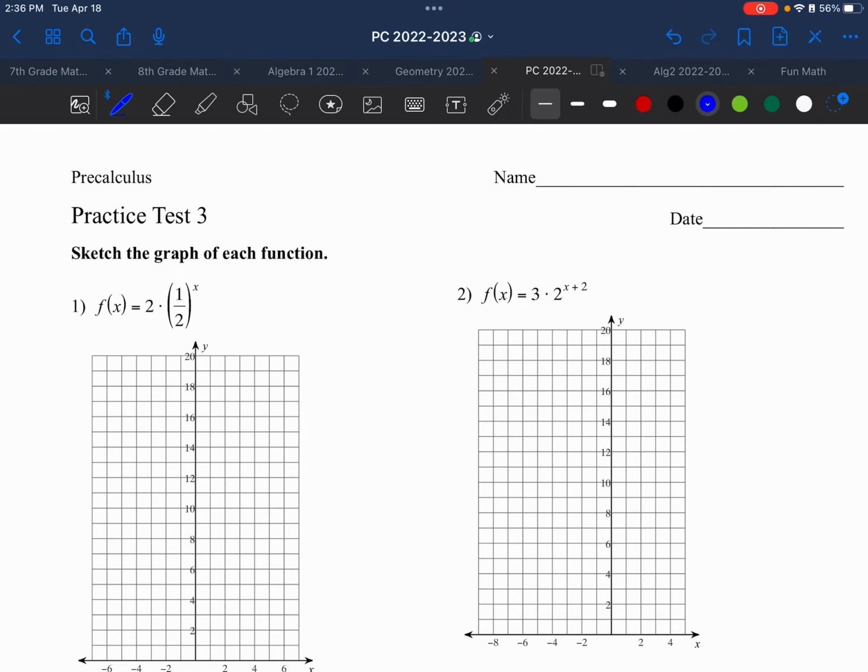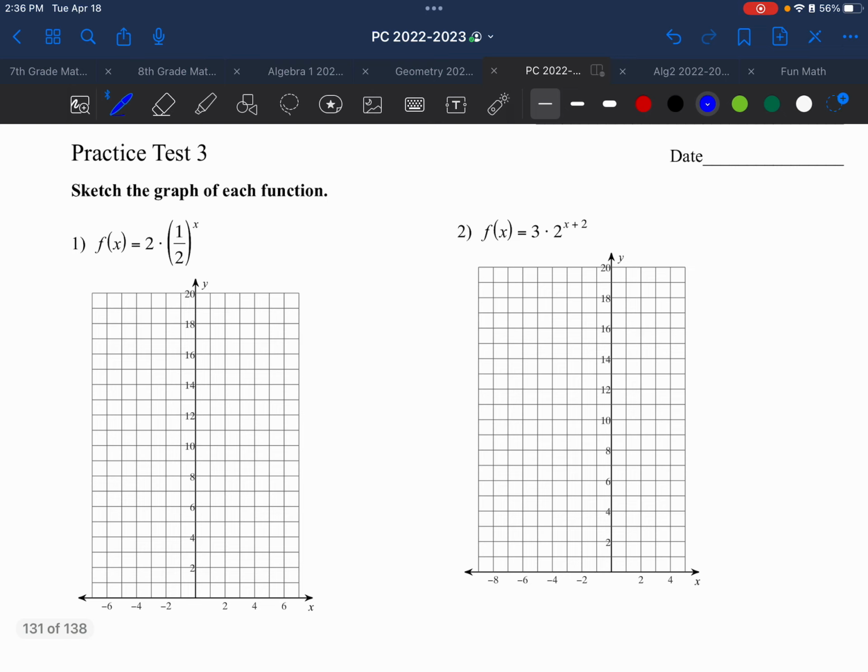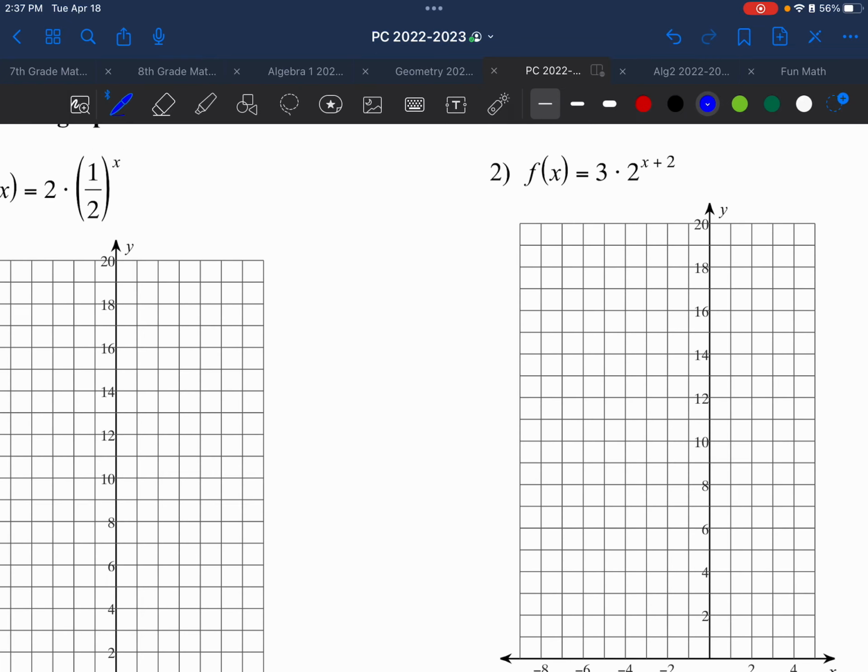All right, this is Precalculus Practice Test number 3. It is big. Let's jump in. In number 1, we're asked to graph an exponential, which is one of the precursors to graphing a logarithmic, but we don't do that until problem number 30, I believe, somewhere around there.